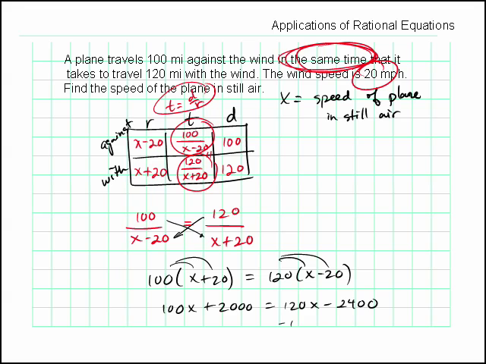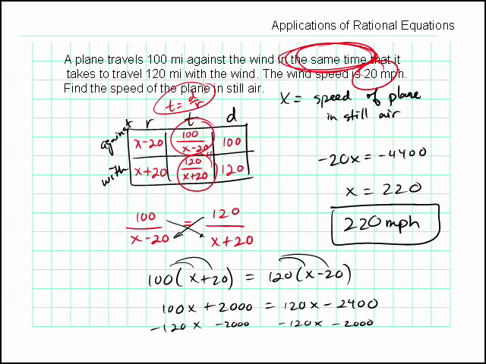Subtract 120x from both sides and subtract 2000 from both sides, and we end up with negative 20x equals negative 4400. And if we divide that by 20, we get a positive 220. And so the speed of our plane is 220 miles per hour. And we've solved our problem. Okay, so those are two examples of rate, time, distance problems.